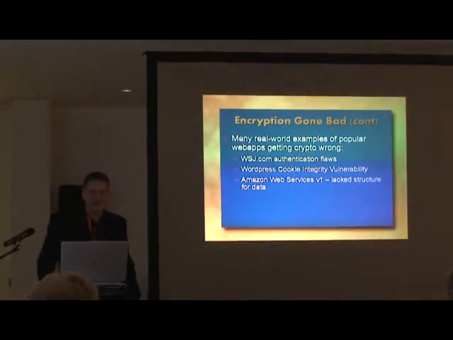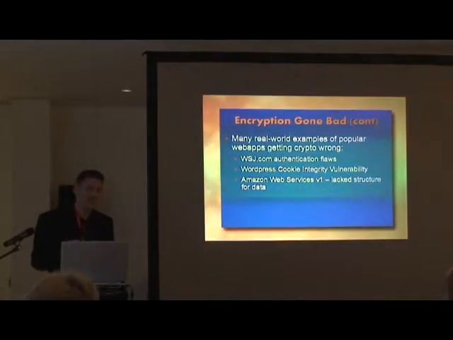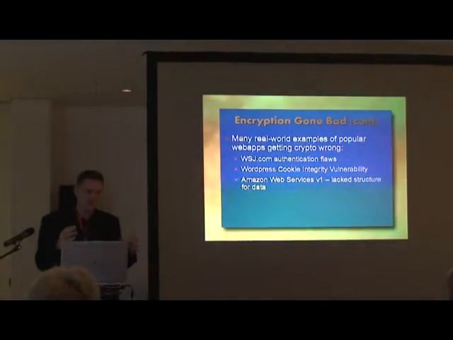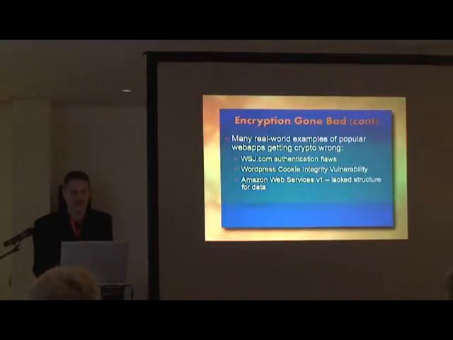WordPress had a vulnerability where the integrity of the cookie could be subverted. Basically, you could change the value of the WordPress cookie and still have it be a valid cookie according to WordPress. And then Amazon.com, their original web services version 1 had a vulnerability where they didn't have proper structure for their data, and because they lacked that, attackers were able to concatenate a whole bunch of stuff that when it first went in, it passed validation, but then it exposed their services to a particular attack.